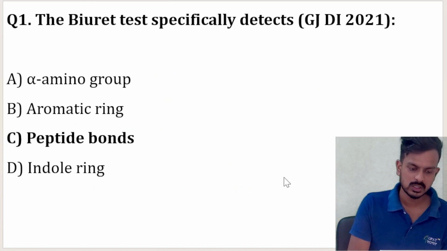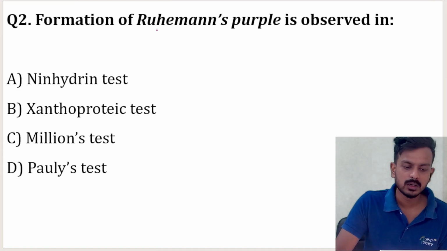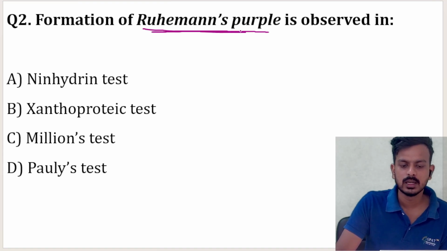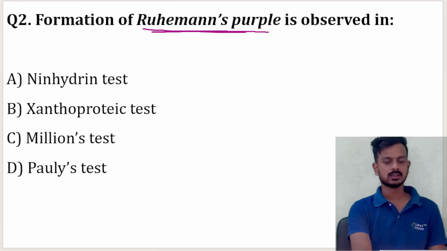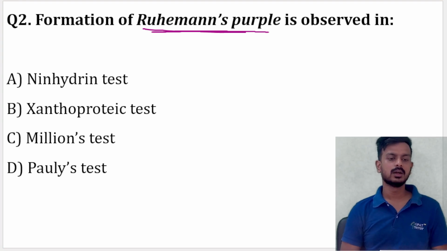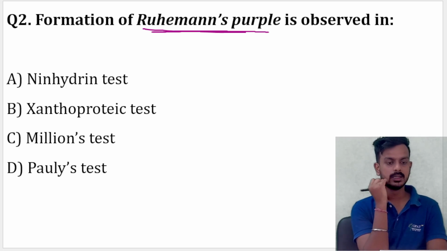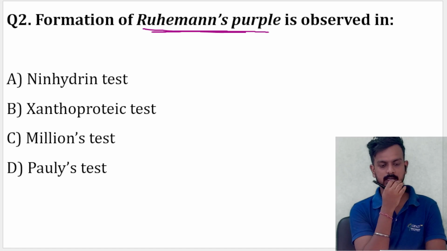Now moving to the next question. Formation of Ruhemann's purple color is observed in which test? Tell me. Formation of Ruhemann's purple color is observed in which test? Ninhydrin test, xanthoproteic test, Millon's test, or Pauly's test?